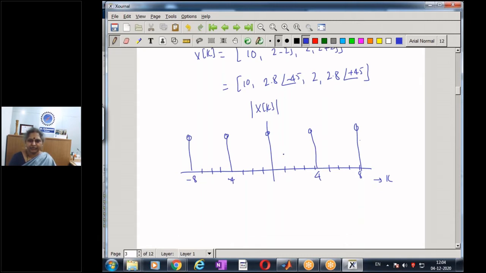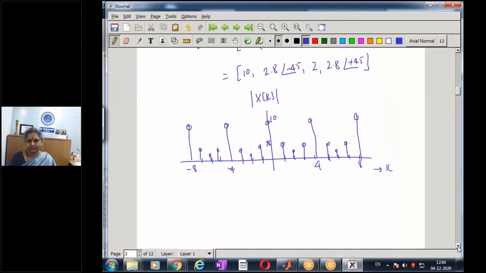And for n equal to 1, it is 2.8, and it's 2.8 also at n equal to 3. So 2.8, 2.8, 2.8, 2.8. This was 10. This is 2.8, and so on. And for n equal to 2, it is a 2. So I have this spectrum as 2 at n equal to 2.